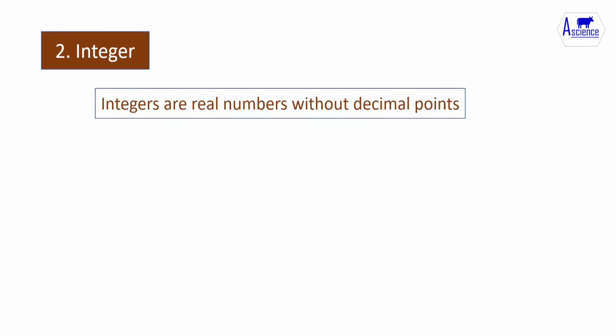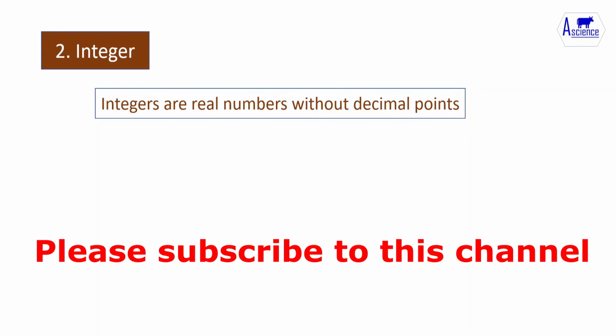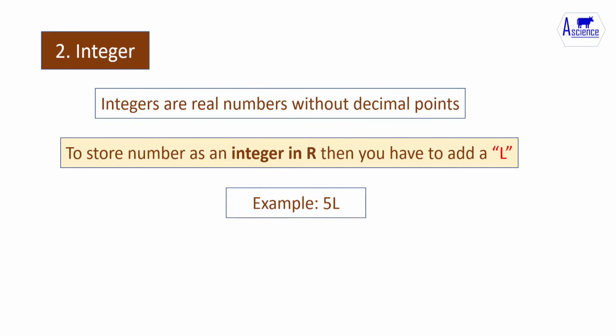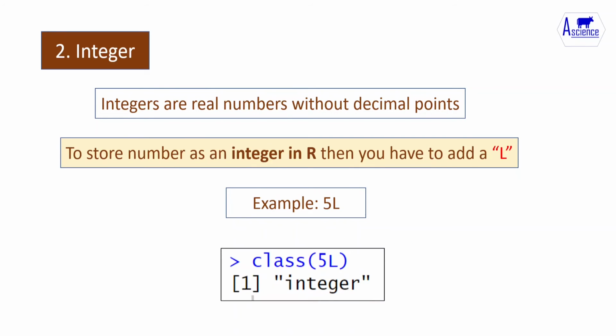The next data type is integer. Integers are real numbers without decimal points. However, if you want R to consider a number as an integer, then you have to add an L to the number as shown here. You can check the class of 5L using the class function, which is integer.